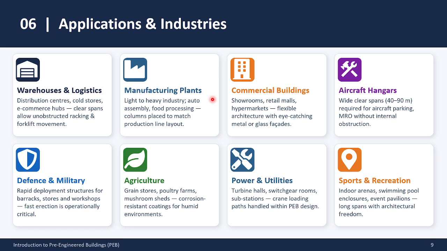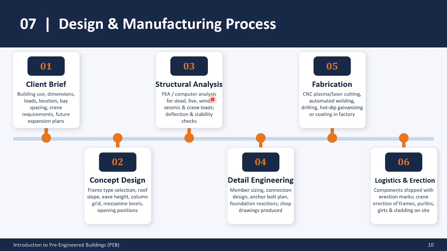PEB is remarkably versatile. It is used across warehouses and logistics centers, manufacturing plants, commercial showrooms and retail malls, aircraft hangars, which need almost 40 to 90 meters clear spans, defense facilities for rapid deployment, agricultural stores, power utility buildings, and sports arenas. If you need speed, large open space, and cost efficiency, PEB is the answer.